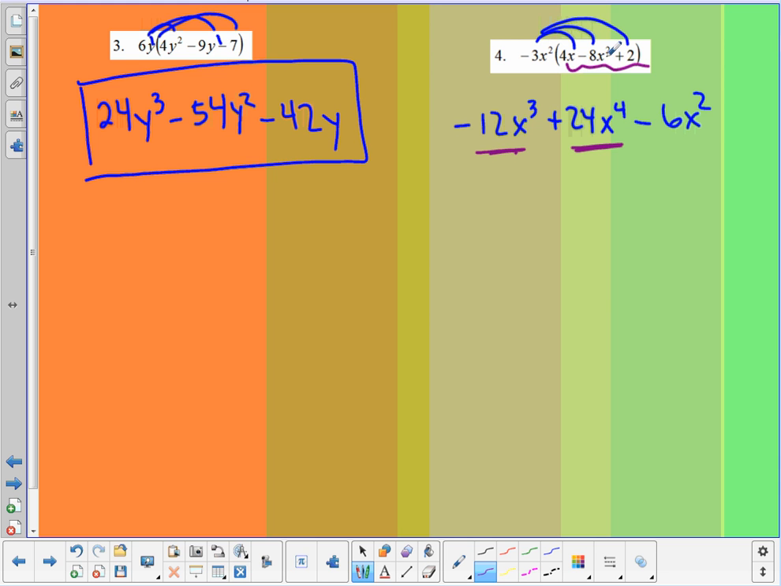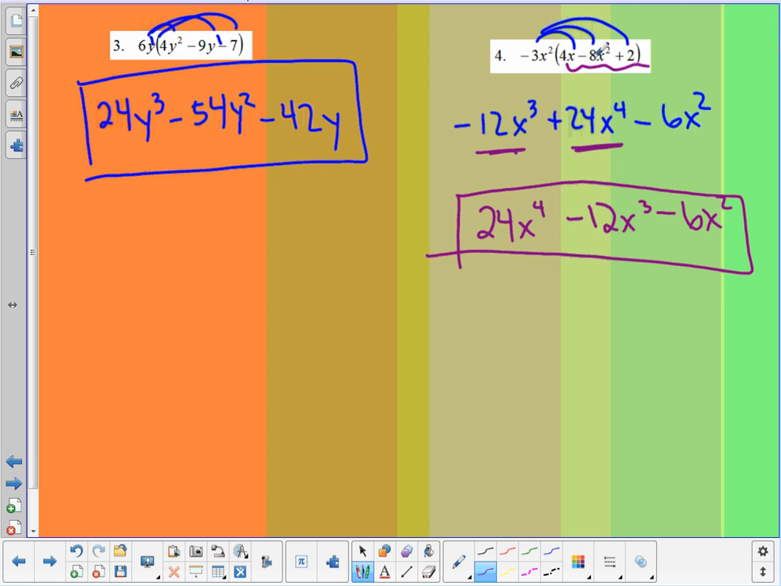Negative 8x squared was behind the 4x, which those two should have been flip-flopped. So if I write this in standard form, I have 24x to the fourth minus 12x to the third minus 6x squared. If you would have rewritten the original question, putting this polynomial on the inside in standard form first and then done the multiplication, you would have already been in standard form at the end. So either way it works, doesn't matter.